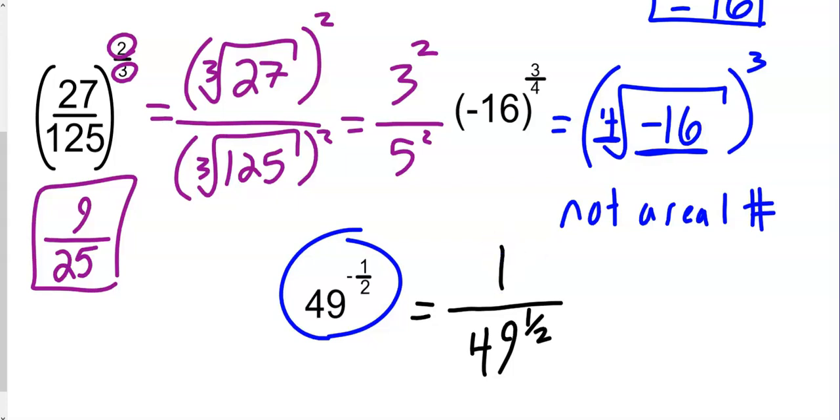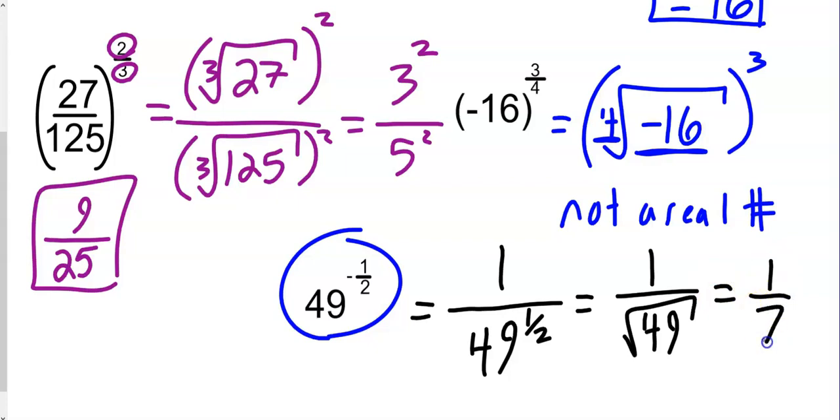Because I moved it out of the numerator and nothing was left, we put the 1 there. So all we're looking at here is 1 over the square root of 49, because that's what a half becomes. It is a square root. And what's the square root of 49? 1 over 7. Done. This is it.